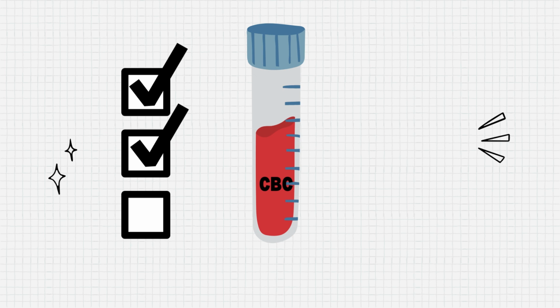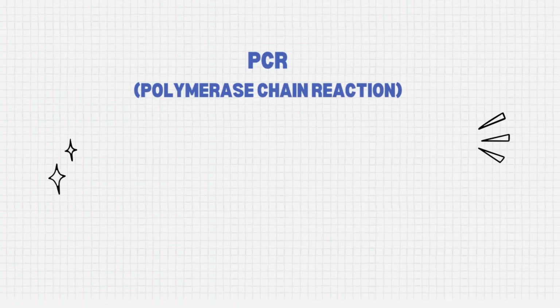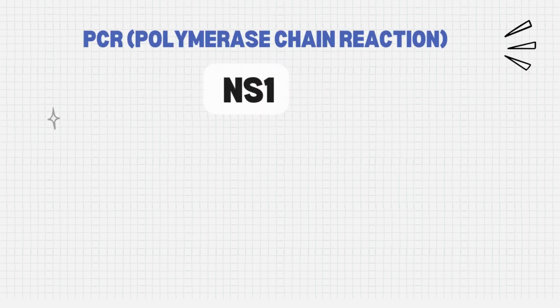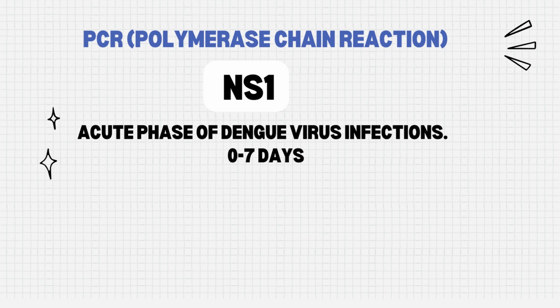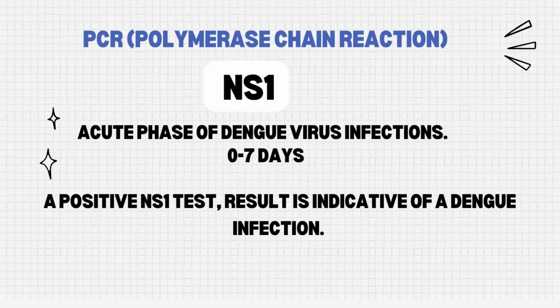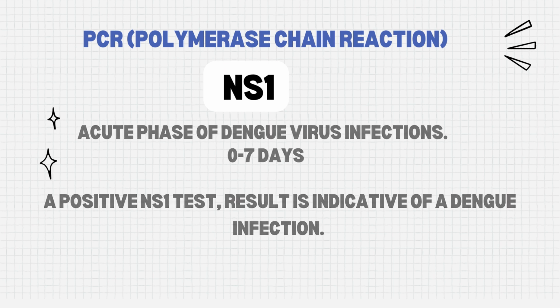Another antigen detection test, a widely used one based on PCR, polymerase chain reaction, is NS1. NS1 is detectable during the acute phase of dengue virus infections. NS1 tests can be detected during the first 7 days of symptoms. After day 7, NS1 tests are not recommended. A positive NS1 test result is indicative of a dengue infection, but does not provide information about dengue virus serotype.